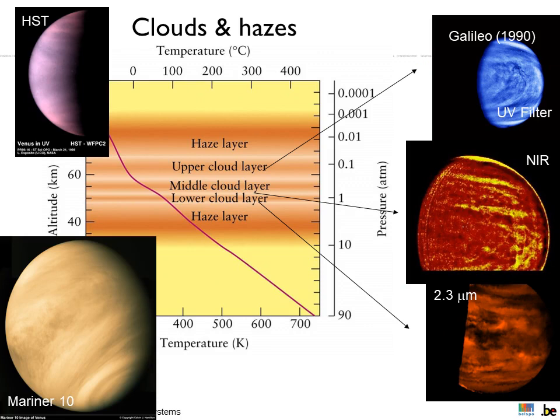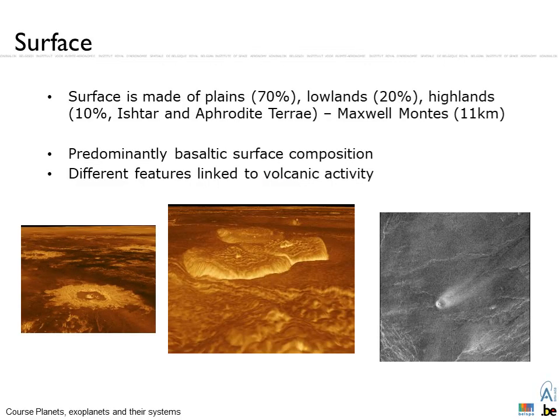There are different layers of clouds and hazes on Venus, characterized by different size and composition of the particles. They have been observed by a variety of spacecraft, the most renowned being the images captured by Galileo, which made the flyby of the planet in the 90s. The surface of Venus is made up of plains, lowlands and highlands, with plenty of different kinds of features which are linked to volcanic activity.